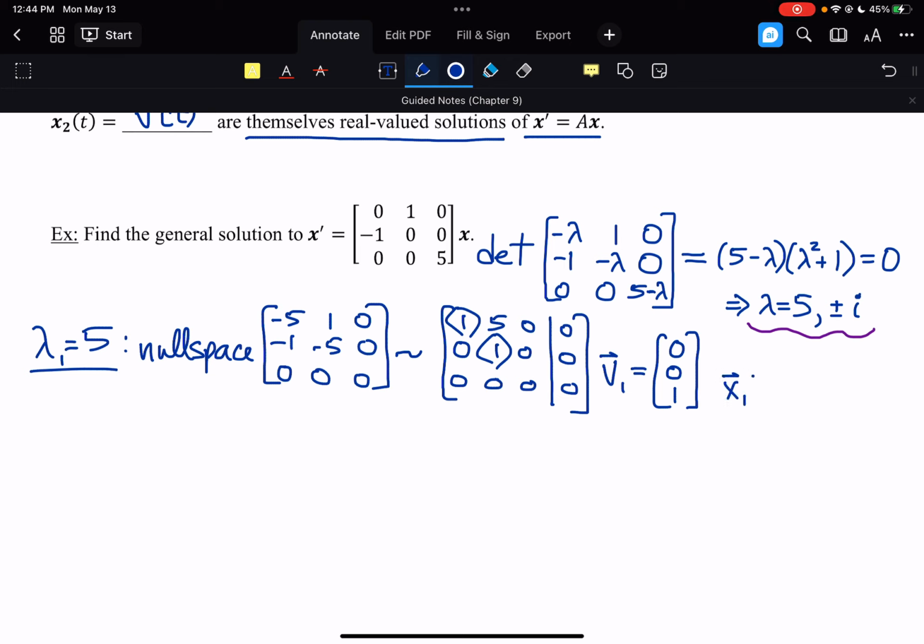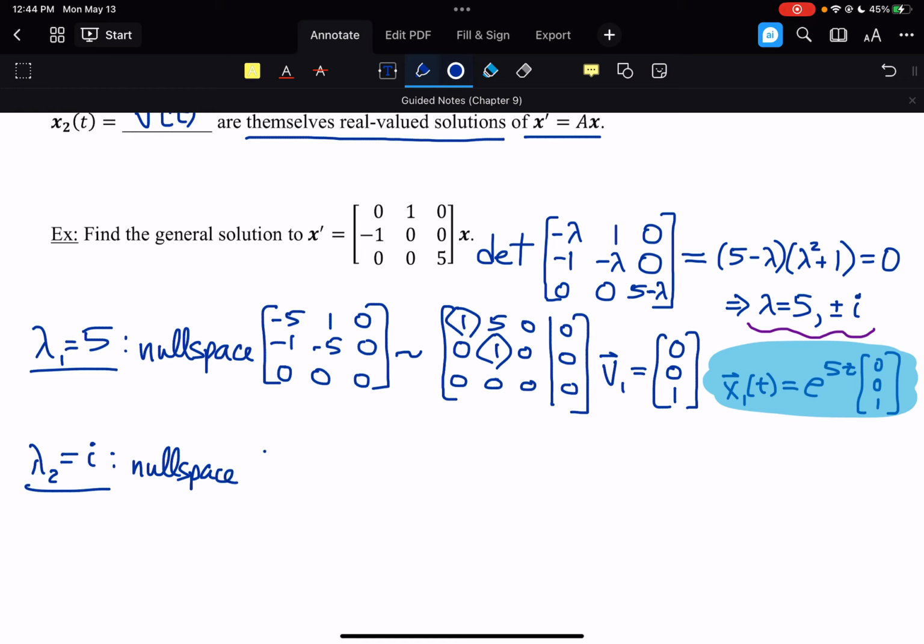So we get our first solution, x1 of t, that's e to the 5t times 0, 0, 1. Okay, so that's our first solution. That's our more straightforward solution, because now we're going to look at the complex ones. So we have null space -i, 1, 0, -1, -i, 0, 0, 0, 5 minus i.